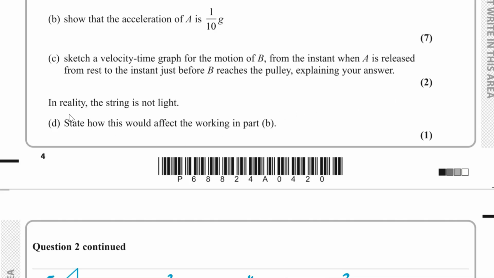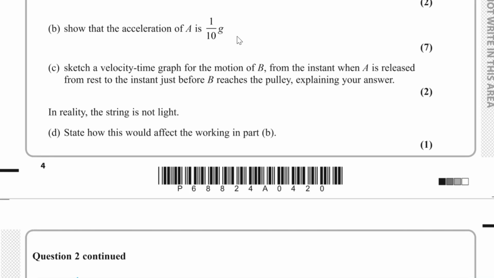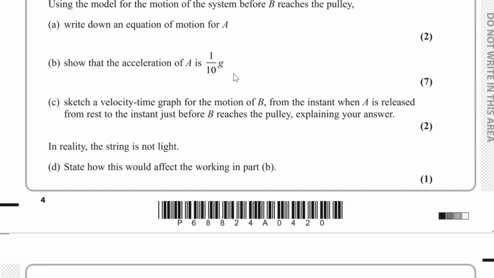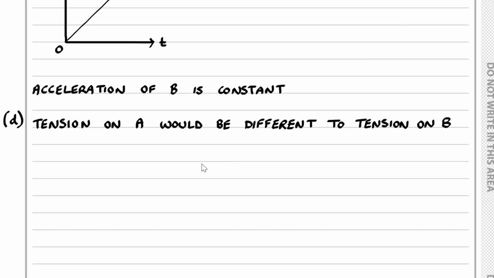Now for part D, in reality, the string is not light. We have to state how this would affect the working in part B. Well, of course, with part B, we are finding the acceleration of A. Of course, here, the tension on A would be different to the tension on B.